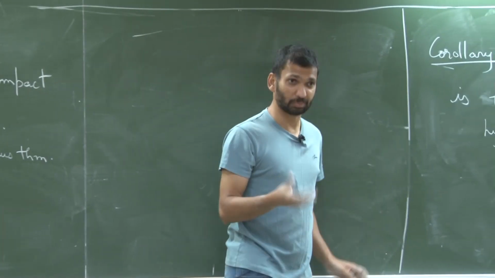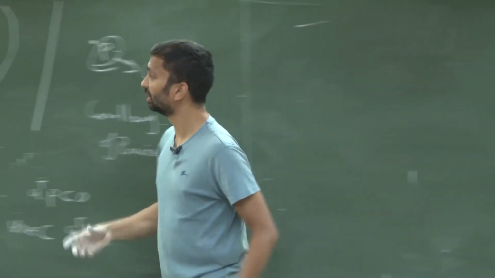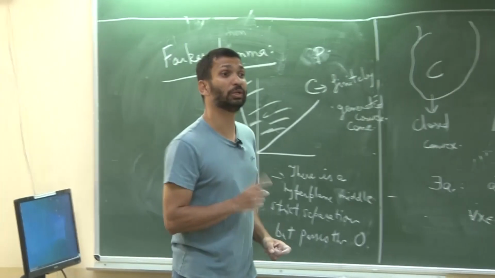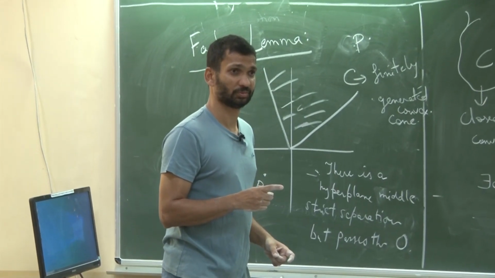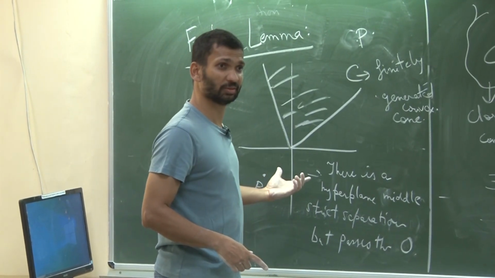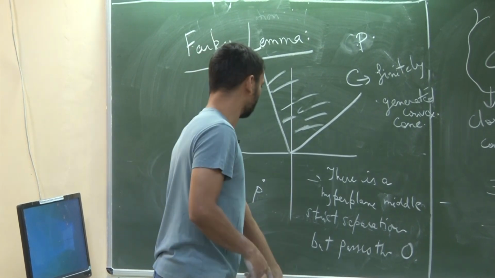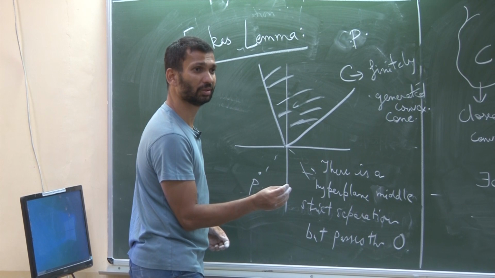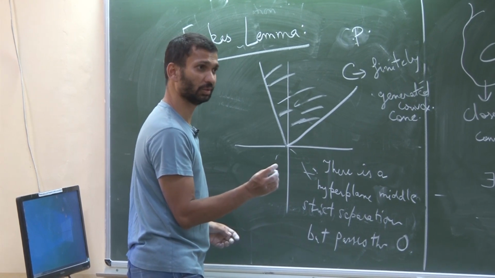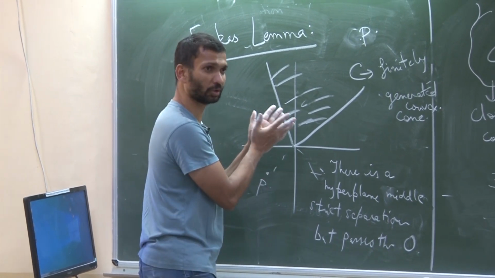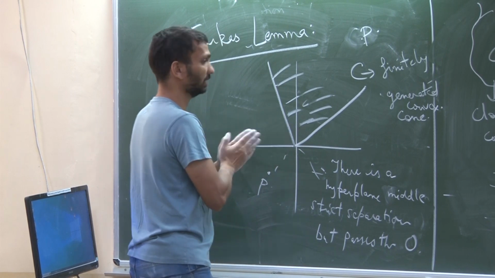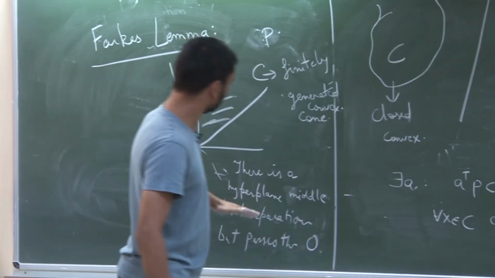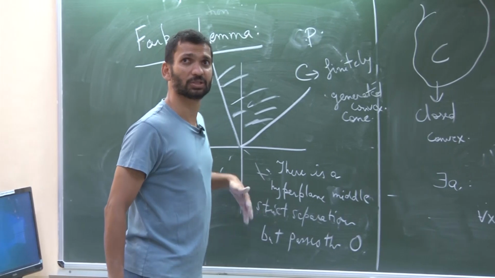And again, this looks believable. Notice a cone would not have been good enough, right? I need convex, right? Because even this is a cone, so this would have been a problem, right? So I need a closed body, convex body, and then I can get this kind of a separation.